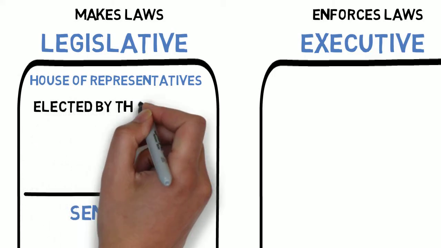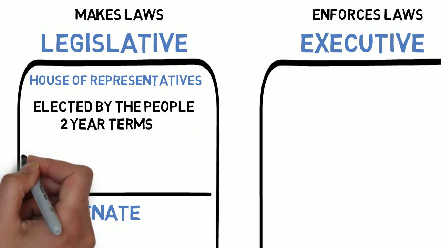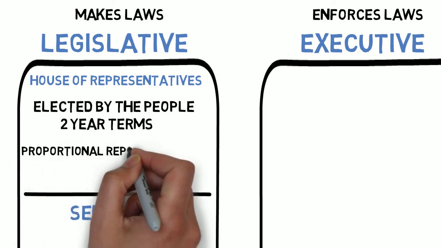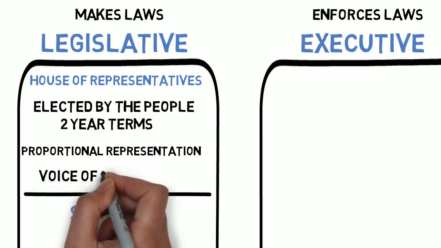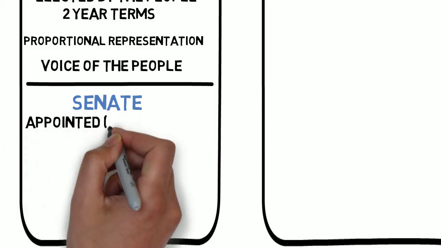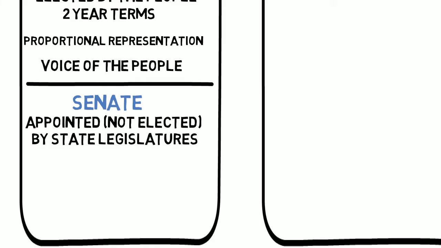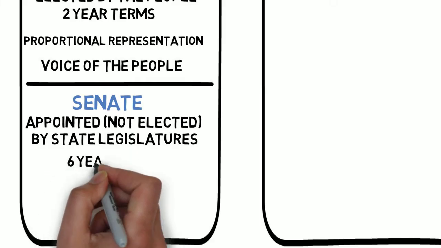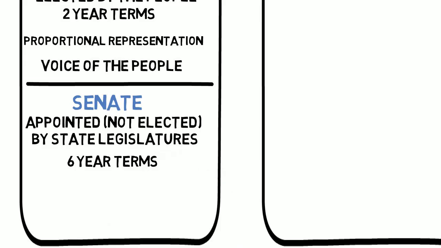Congressmen are elected by the people of their district for terms of 2 years. The number of representatives a state gets is proportional to their population. Since congressmen are elected directly by the people of their district, the House of Representatives is considered the voice of the people. When the Constitution was written, members of the Senate were not elected by the people. Instead, they were chosen by state legislatures for terms of 6 years. The Senate was considered the voice of the states.